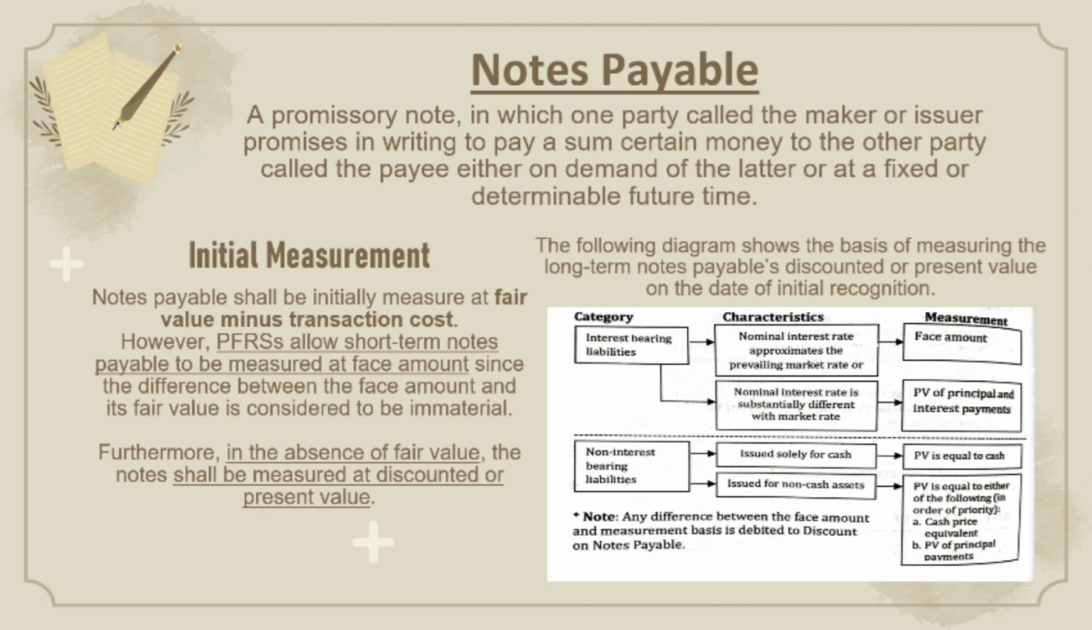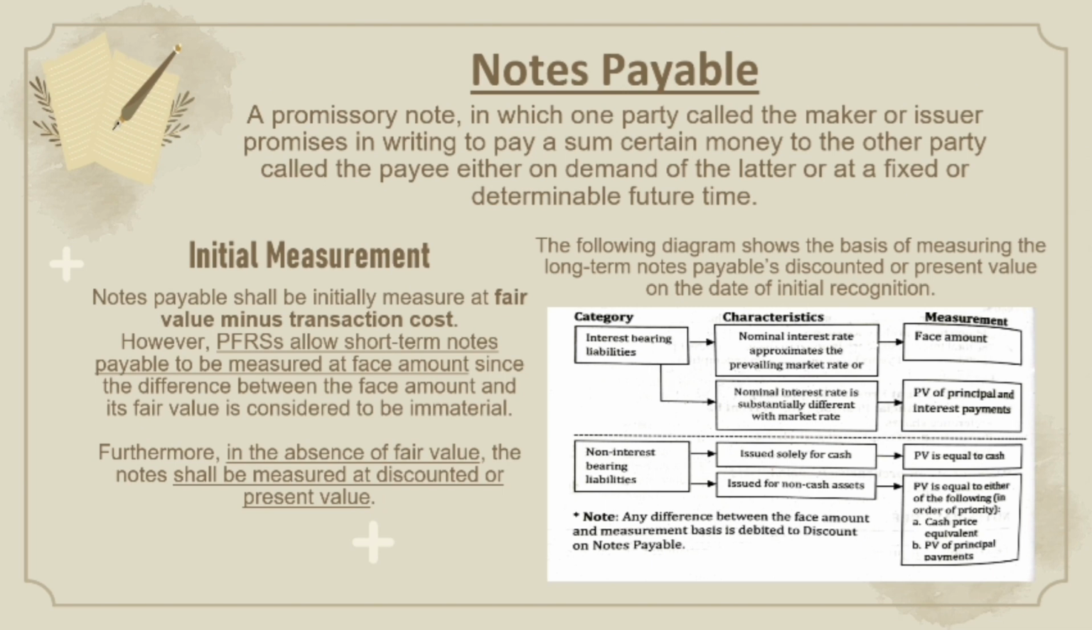So when the note payable is an interest-bearing liability whose nominal interest rate approximates the prevailing market rate, it is measured at face amount, while an interest-bearing liability whose nominal interest rate is substantially different from the market rate is measured at the present value of principal and interest payments.